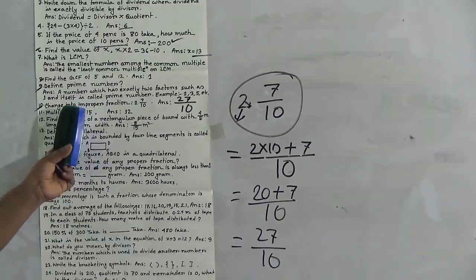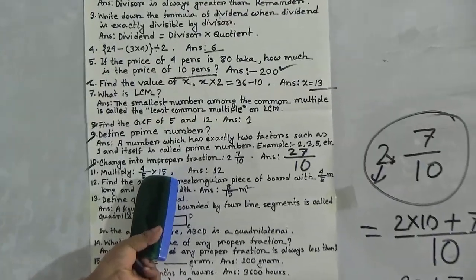Our next question is multiply 4 by 5 multiply 15.